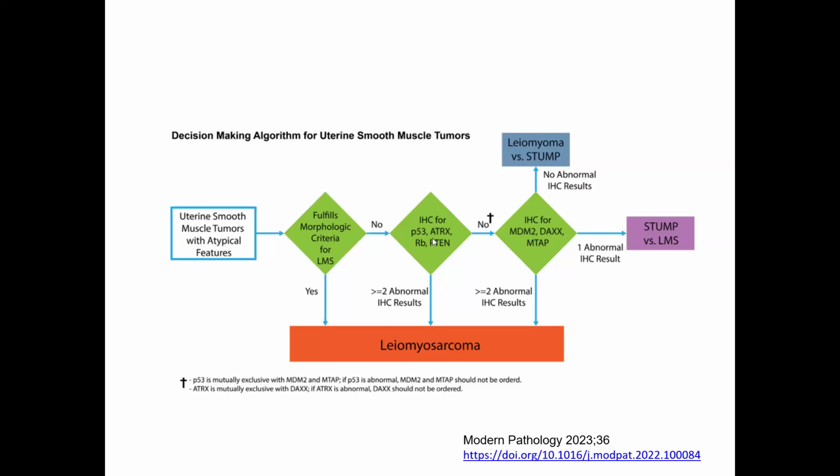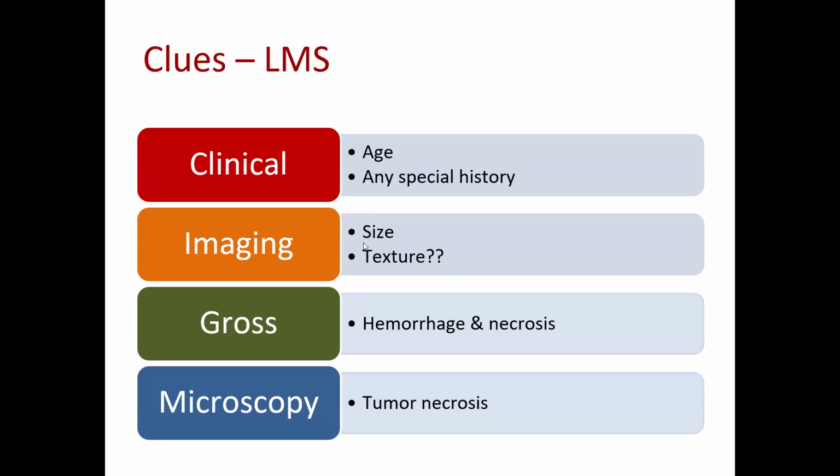But I admit that in a few cases we actually relied on the immunostains when the microscopic criteria were not very helpful. But clinically, you want to look for certain clues. The patient's age. You are not going to diagnose a leiomyosarcoma in a patient younger than 35 or 40. You are just not going to do it. Just remember me saying that, don't do it. Don't diagnose leiomyosarcoma, no matter how scary the tumor looks, in a patient younger than 35 or 40.